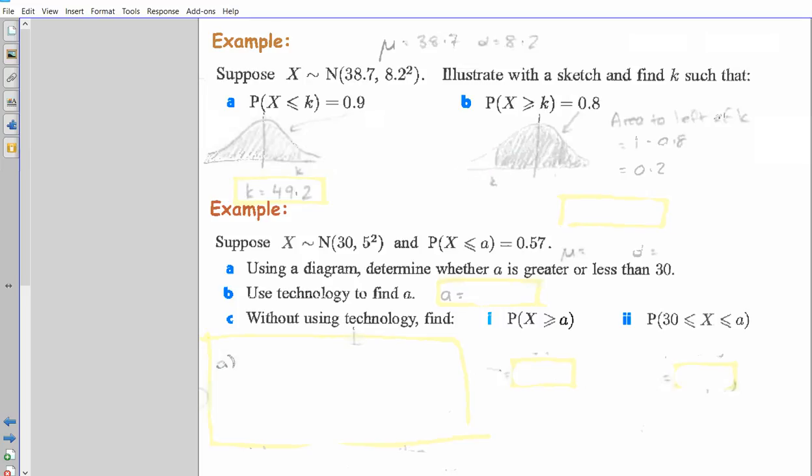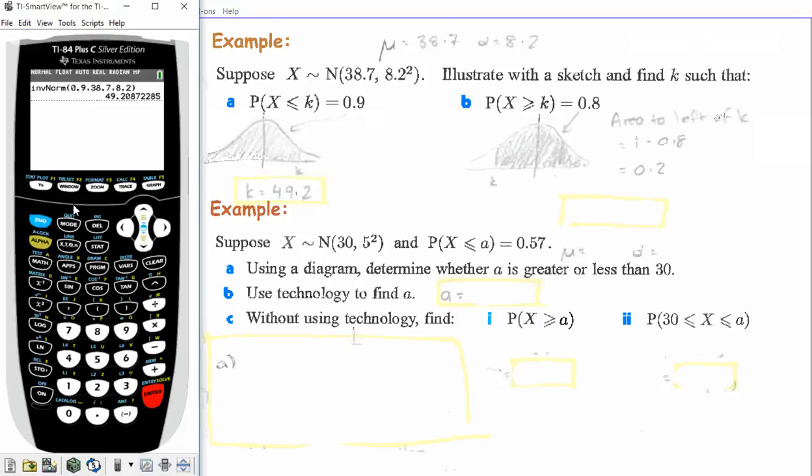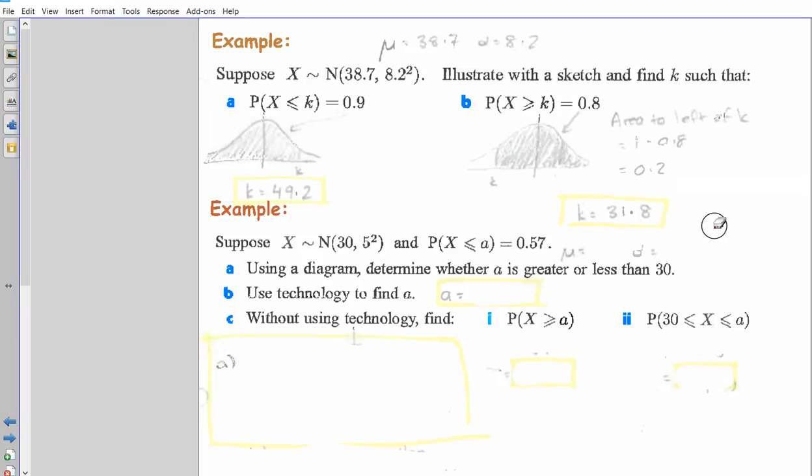So in your calculator, you would have to enter these things again. Okay, so let's clear that. Second vars, 3, inverse norm. Let's put in our area, 0.2. We've still got the same mean and standard deviation as before. So the upper bound would be 31.8, rounded to 3 sig figs. Again, it makes sense because your mean is 38.7, so our k value should be something less than that. So 31.8 is less than that.